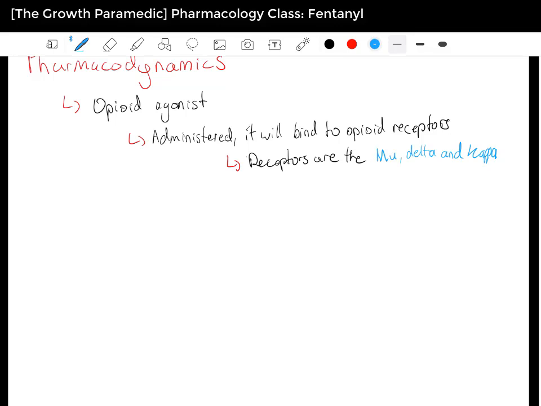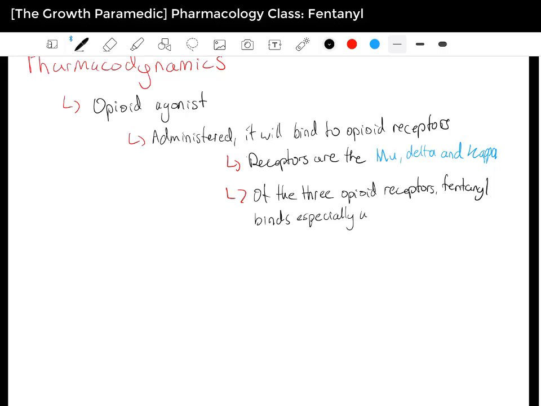For fentanyl, though, it has an especially receptive binding to mu opioid receptors. So of the three opioid receptors, fentanyl binds especially well to mu opioid receptors.